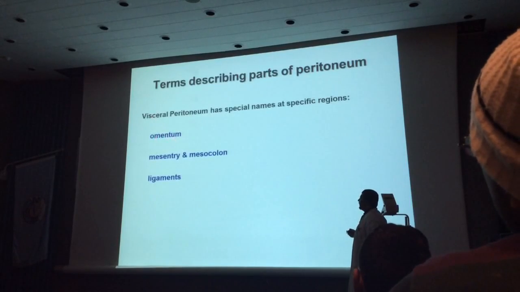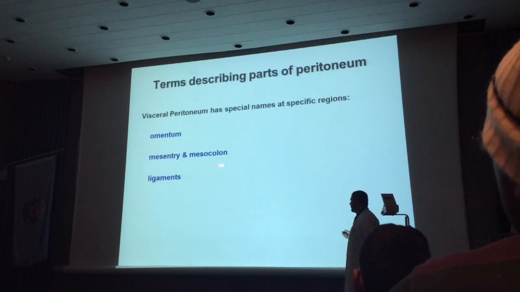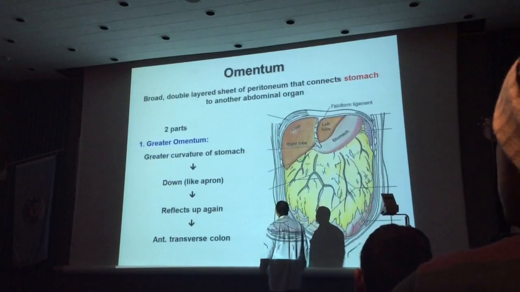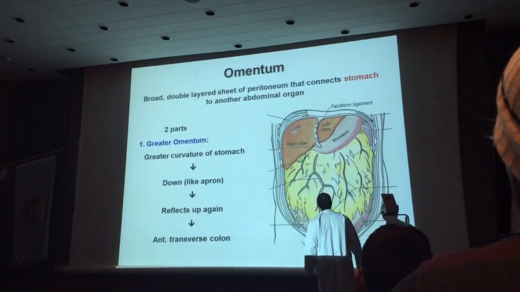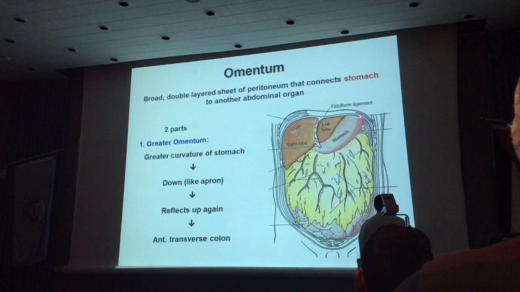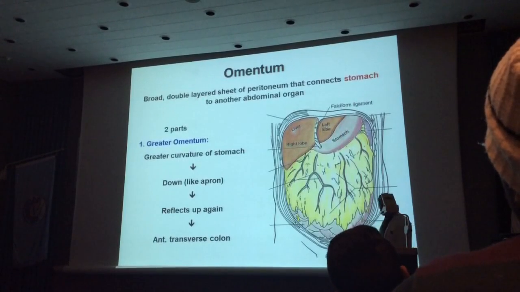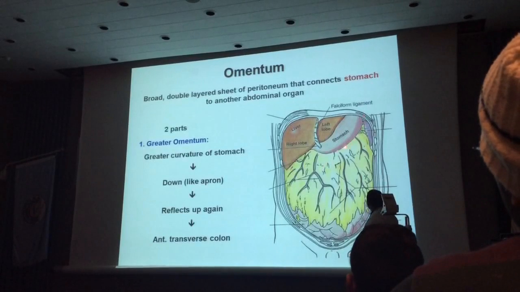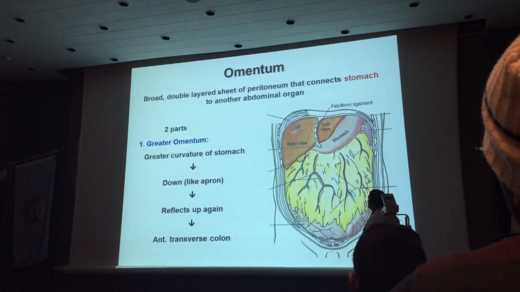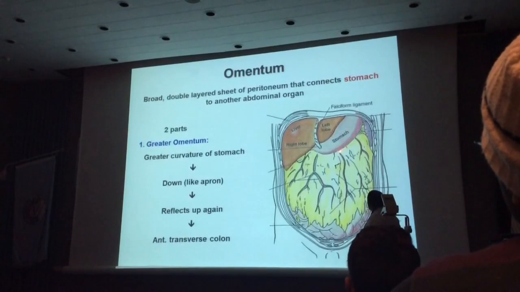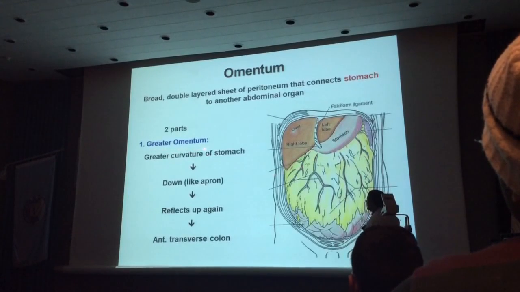So we have omentum around the stomach, mesentery in the small intestine, mesocolon in the large intestine, and ligaments for the solid organs. When we go to the first part, which is the omentum, you know that the stomach is inverted or G-shaped, and it has a greater curvature below and a lesser curvature up. So the omentum that descends down from the greater curvature of the stomach, as I told you, I would call the greater omentum.